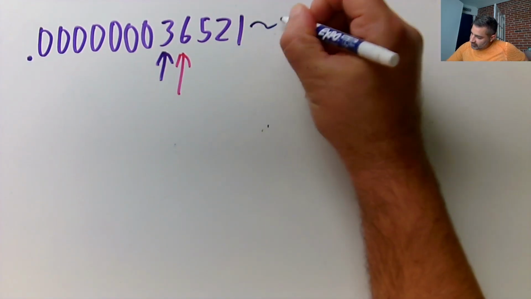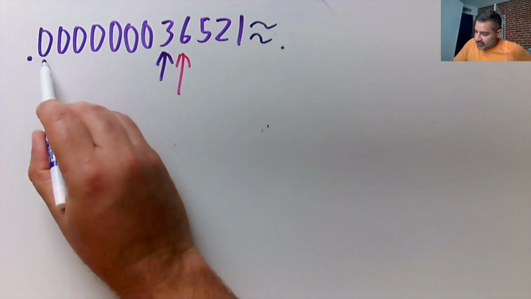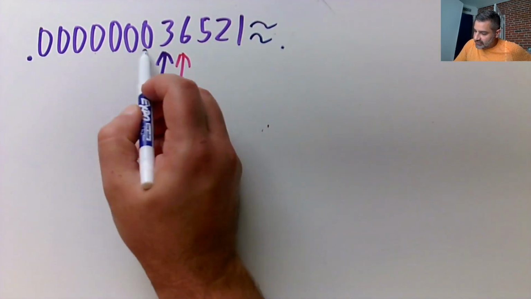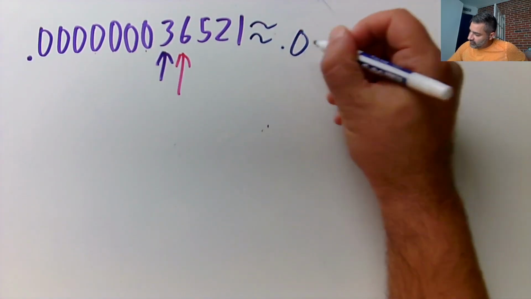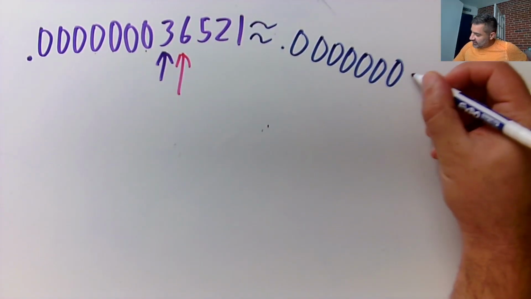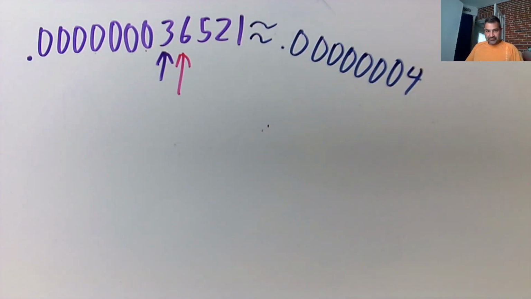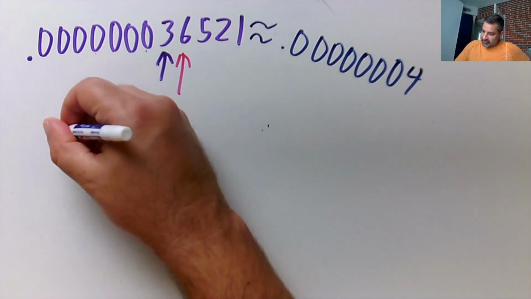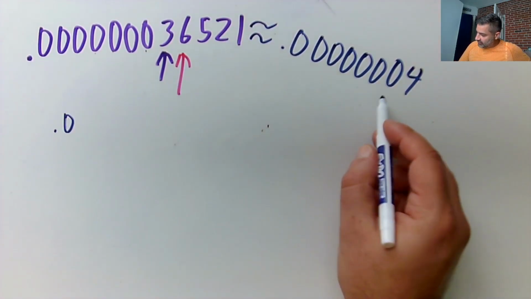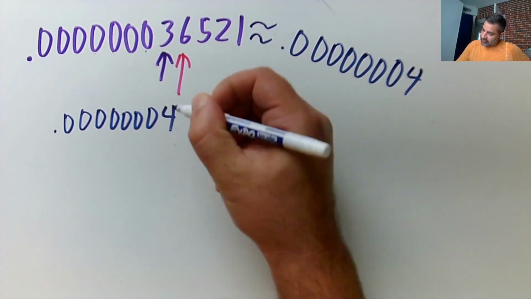This is equal to about, how many zeros do we have? 1, 2, 3, 4, 5, 6, 7. 7 zeros. And we're going to round it to a 4. Where do we write that? 0.0000003, 4, 5, 6, 7, 4.